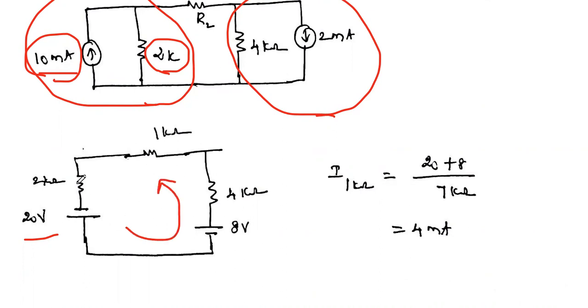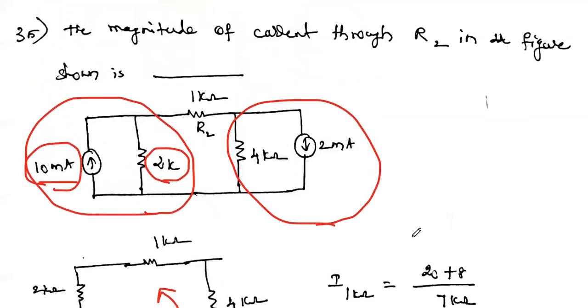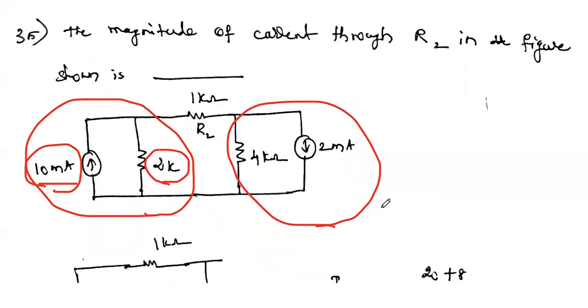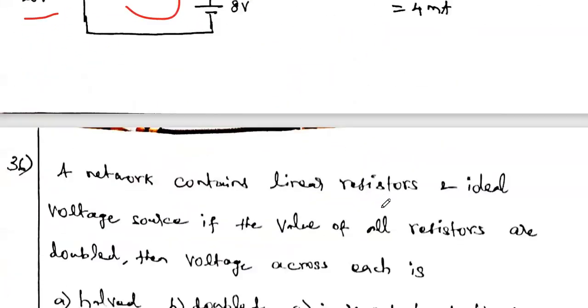So you just apply Kirchhoff's voltage law to this circuit. The current flowing through the 1 kilo ohm resistor is 20 plus 8 divided by the sum of these three resistances. So the answer is 4 milliamps. Okay, so 4 milliamps is the answer.